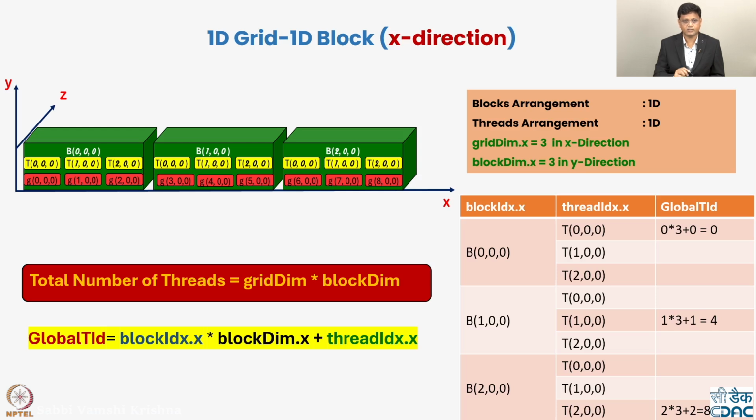So, let us calculate the global thread ID for a 1D grid, 1D block. I have chosen the direction as x. You can take it in the y direction, or somebody can take it in the z direction.